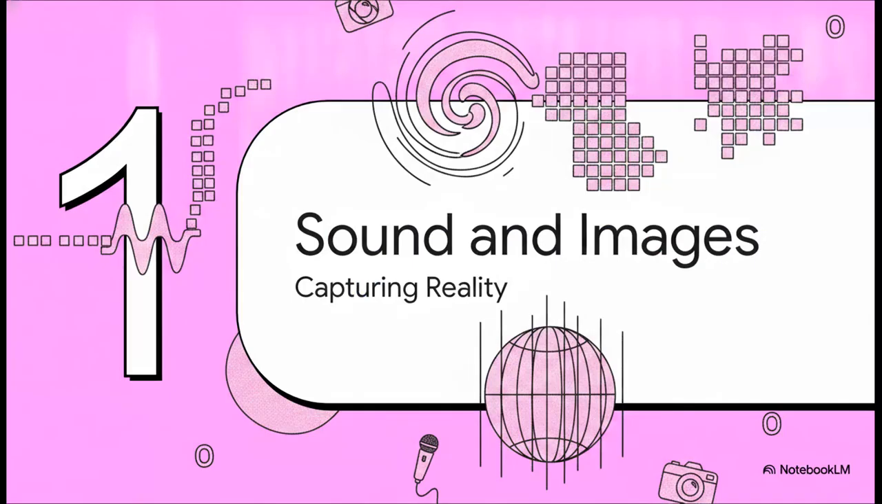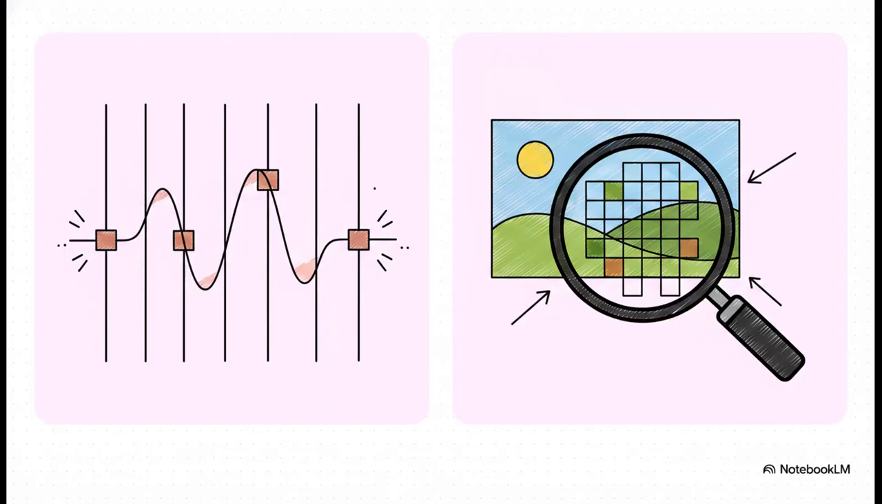All right, let's jump straight into Section 1, capturing sound and images, or as I like to call it, trapping reality inside a computer. To really get this, we have to fundamentally understand how analog realities are actually digitized because the real world doesn't operate in binary ones and zeros. It's continuous. So how does a computer actually capture that? Well, let's look at sound first.